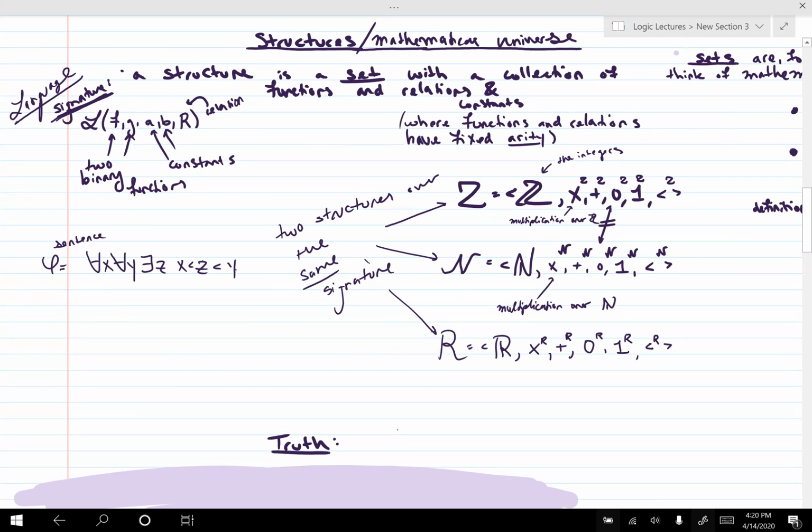So our sentence interpreted in Z is not true, right? Because I can literally have x equal to 1 and y equal to 2, and there is no such z. I guess I could add here that x, y, and z are distinct. Well, actually, I don't need to, because it's strictly greater than.